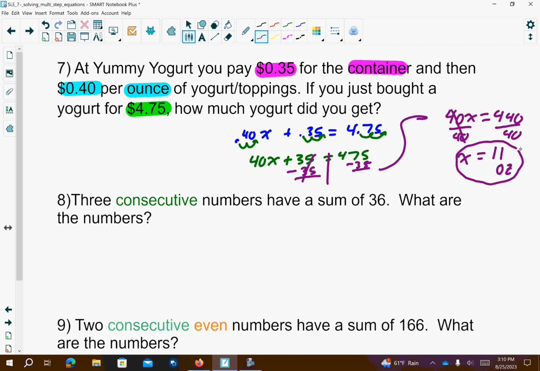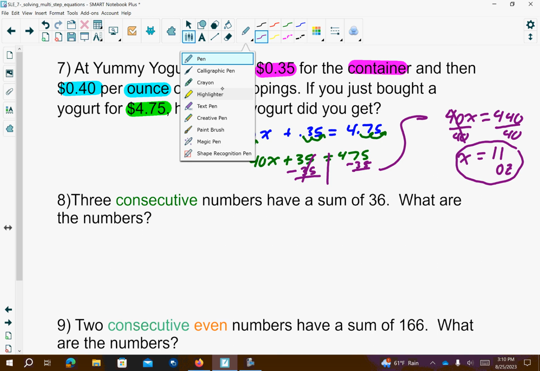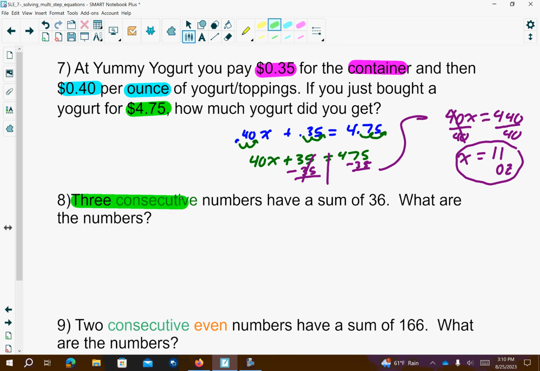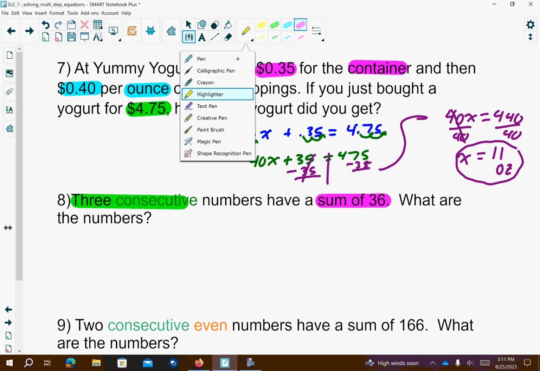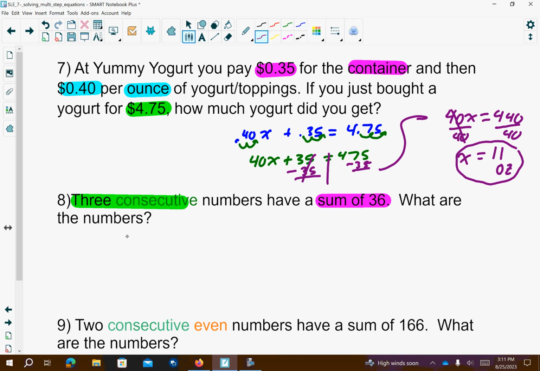Problem number 8. It says 3 consecutive numbers have a sum of 36. What are the numbers? Okay, so I need to define for you a consecutive number. A consecutive number would be one after the next. So things that are consecutive numbers would be like 3, 4, and 5. Those are consecutive numbers, they're right after each other. Or 8, 9, 10. Or -3, -4, -5. Those are all consecutive numbers.